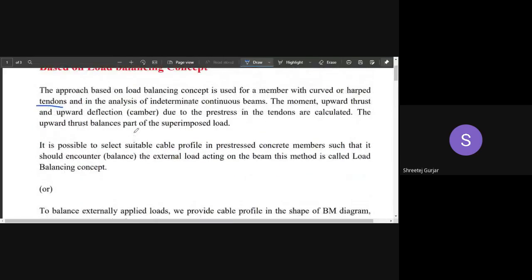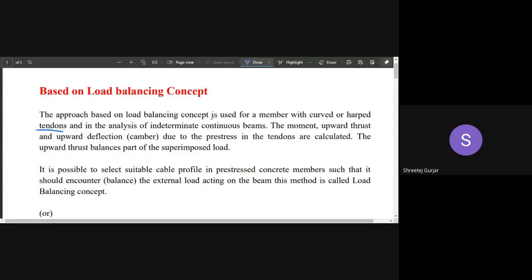So the approach based on load balancing concept is used for a member with curved or harped tendon. It is not generally used for a straight cable. It is usually used for a curved cable or a harped tendon, and for the analysis of indeterminate continuous beams. So when you have a continuous indeterminate beam, you can use this concept.